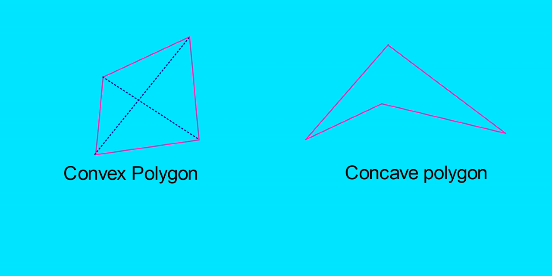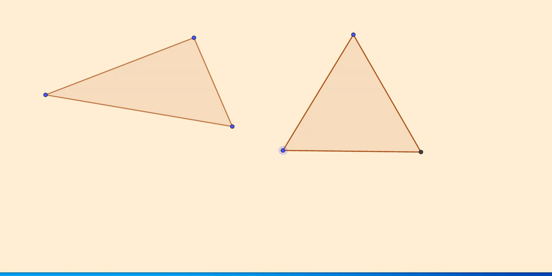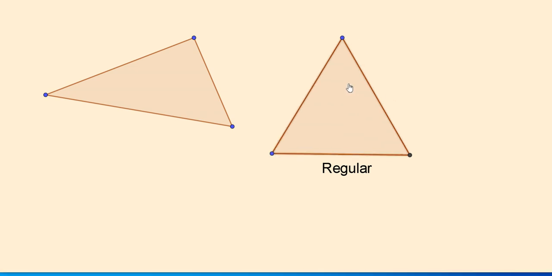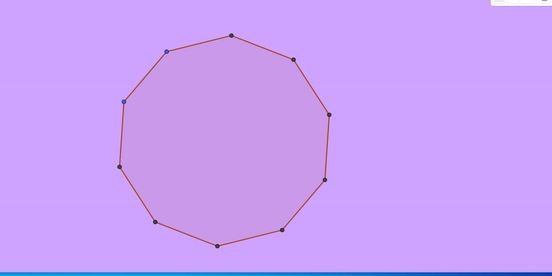Here you have two triangles. What is the difference between these two? Here you can see in the second one all the sides are equal, whereas in the first they are not equal. If the sides are equal, that polygon is called a regular polygon. A regular polygon having 3 sides we can call an equilateral triangle. This is a regular hexagon. This is a regular decagon.